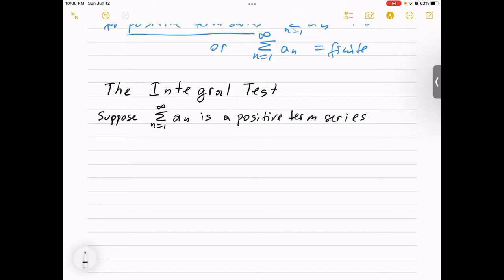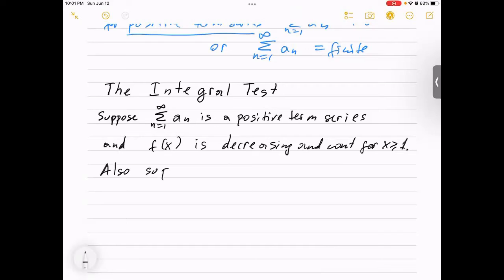And also suppose f of x is decreasing and continuous for x greater or equal to 1. Also suppose f of n equals a_n, when n is an integer greater or equal than 1.